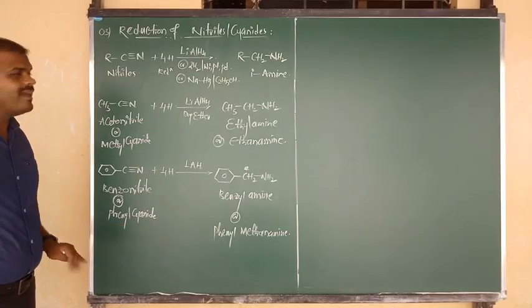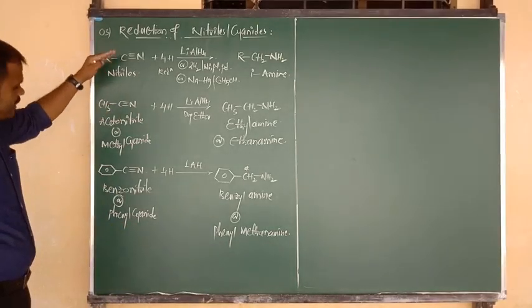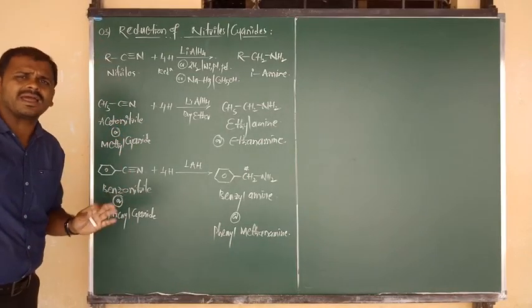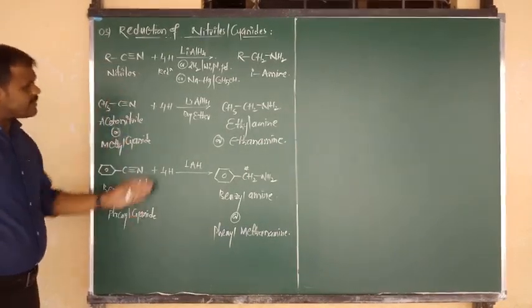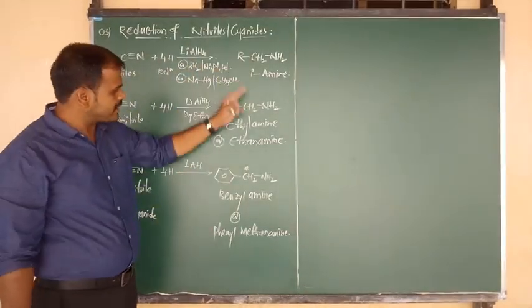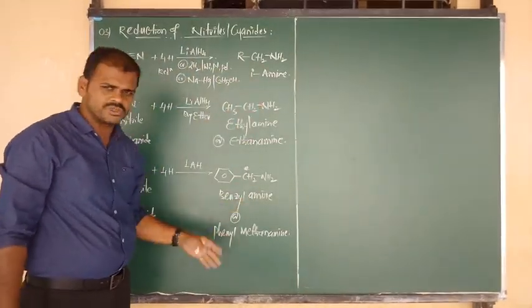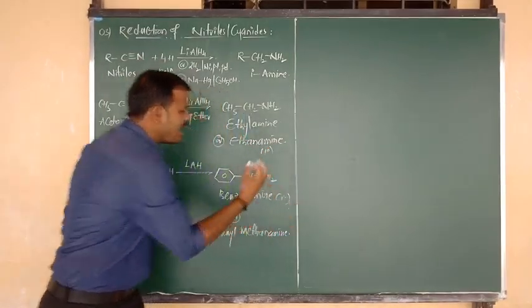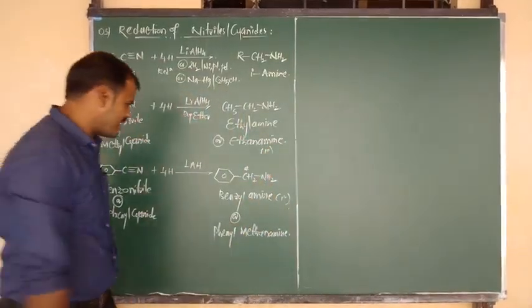Clear, beta? Yes. So what we can say now? Nitriles, maybe acetonitrile, maybe benzonitrile, whatever that may be, nitriles or cyanides, upon reduction with any one of the respective reducing agents, the final product should be a compound with NH2. All these are primary amines. I hope you understand. Good.